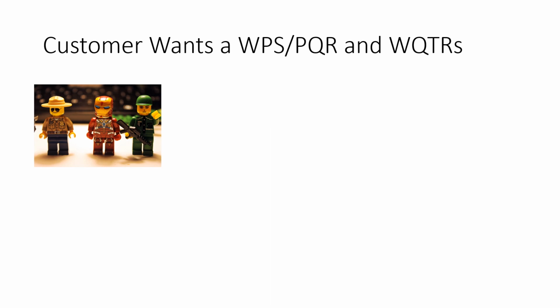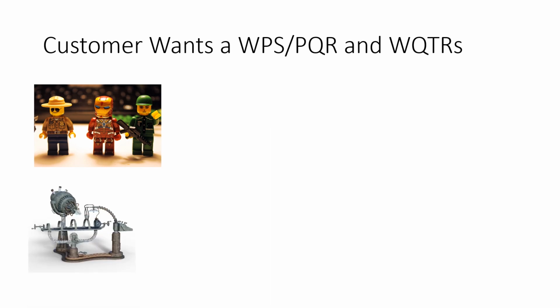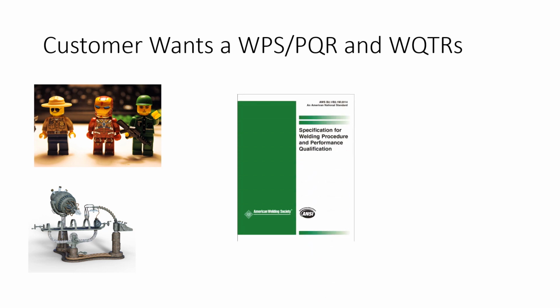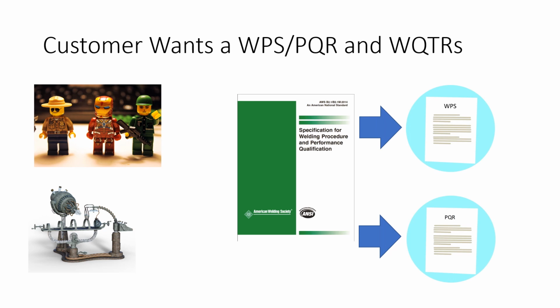Well, we've got our widget, and let's say our customer wants a WPS and a PQR and welder qualification test records. They want to buy our components, but they need some paperwork that says this thing was welded by qualified welders, and that we went through some kind of process to build a WPS backed up by Procedure Qualification Records, and that our welders are qualified. So this is where AWS B2.1 comes in. We can use AWS B2.1 to qualify a WPS and a PQR. It's perfectly acceptable to do this. We'll get into a little more depth on this here.